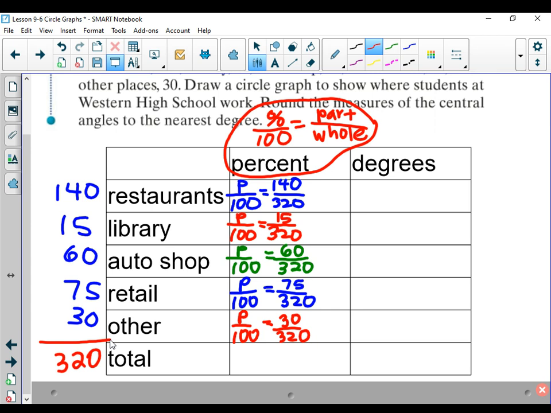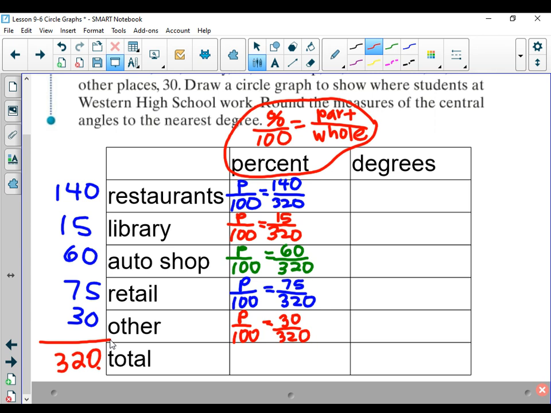Who does not know what is going on? Savannah, the percent is what we're trying to find. So I put a variable in that percent spot the whole way down. What part of people voted for restaurants? So I took out the part, put in the 140. The whole group surveyed.